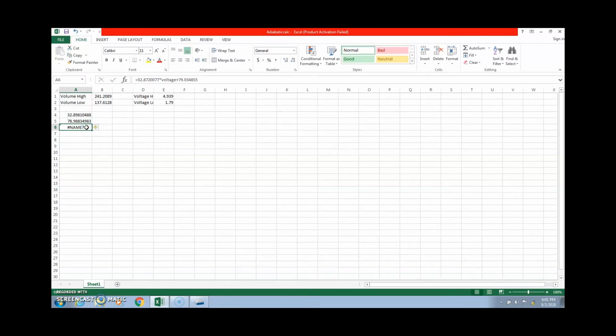Okay, let me update this equation. I'm just going to copy it directly to the equation on the other page. So that's 32.898. I'll just round to the thousandths place, 898, and delete the rest. And over here, I'm also going to keep the thousandths place, 78.988.